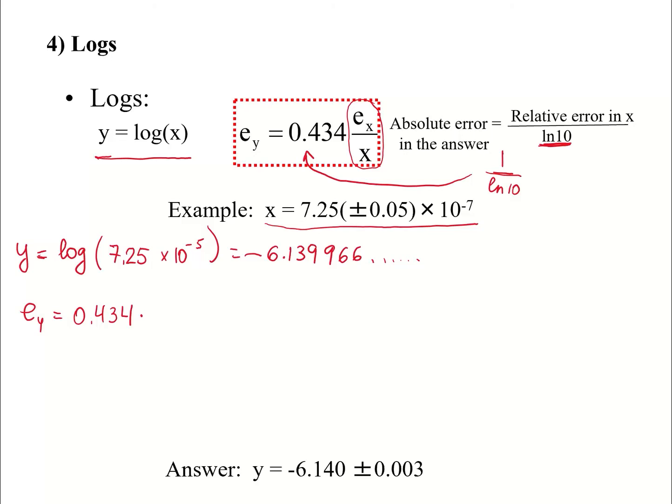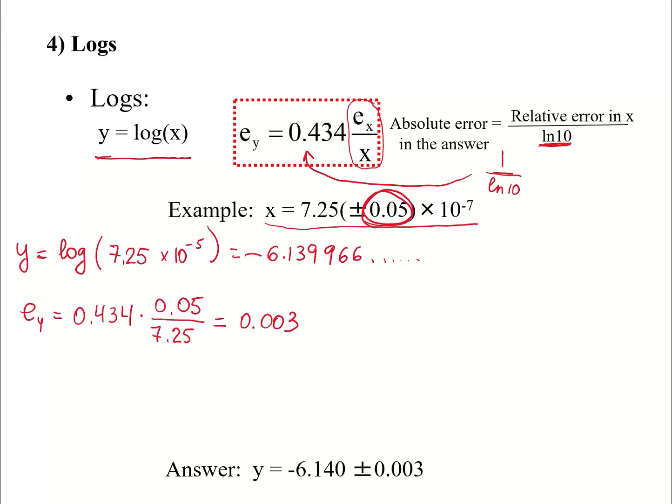Now let's calculate the absolute error for y using our formula, 0.434 multiplied by the relative error in x. So we're just going to take the absolute error in x, which is given here, 0.05, and divide that by the value of x, 7.25. This will give us the absolute error in y, which is going to be 0.003. Again, for absolute errors, we just keep one significant figure. So I rounded my answer to one sig fig.